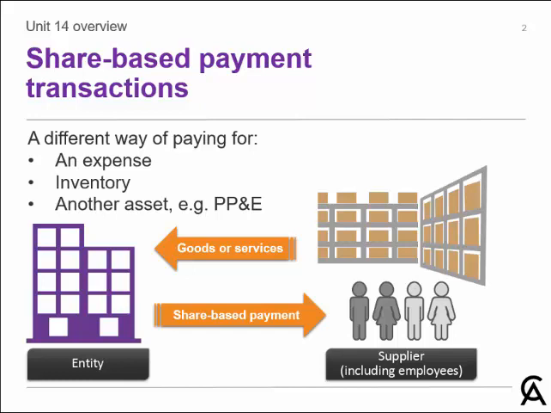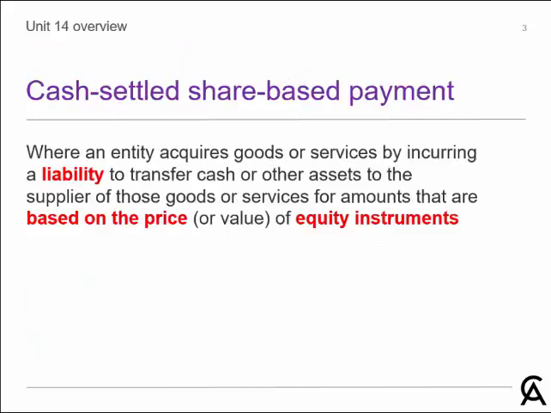It could be an external supplier, such as an entity that provides a fixed asset, and that's how we're paying them, with shares, or it could be an employee providing their services. So the standard IFRS 2 deals with two different types of groupings of share-based payments, cash settled and equity settled. To start with, let's look at cash settled.